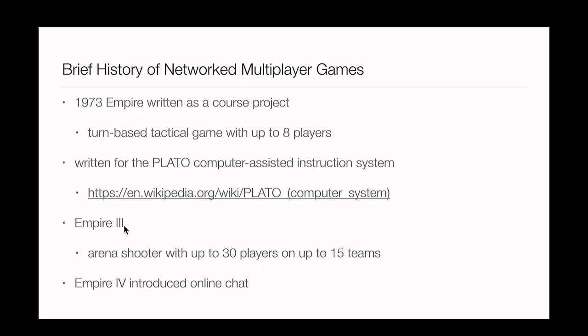Anyway, Empire 3 became a shooter game and allowed up to 30 players on 15 different teams. And Empire 4 was the first game where online chat showed up. And so these things that everybody's used to now in multiplayer games, they have a long history, right? All going all the way back to the 70s.